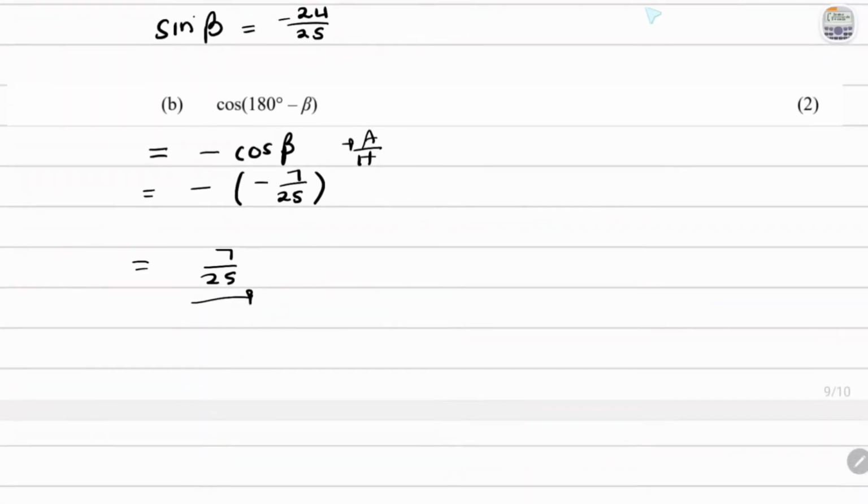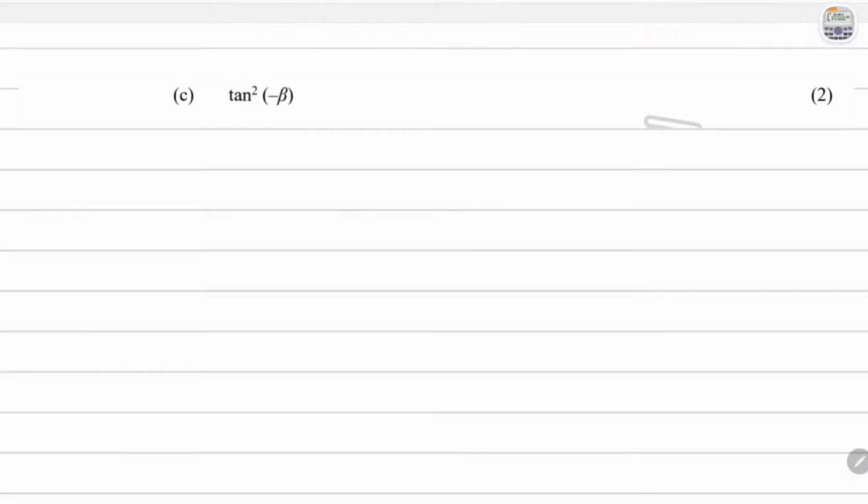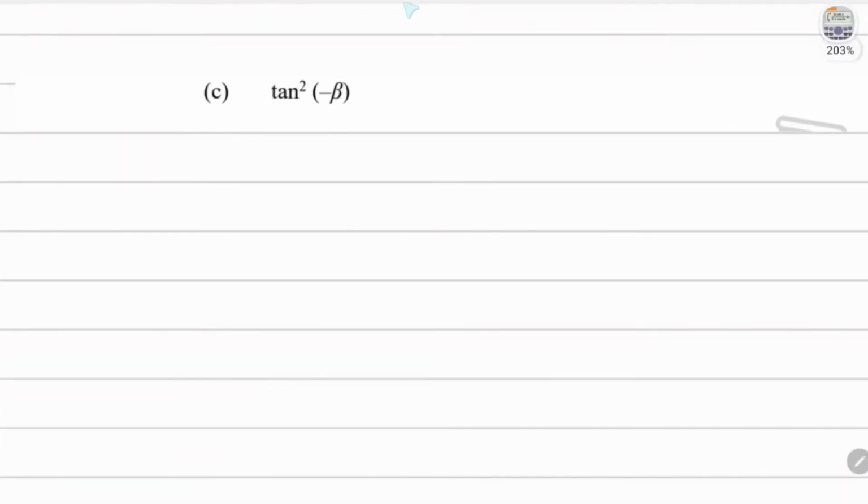Okay, next question. So C is tan squared of negative beta. First of all, I noticed that the angle is negative. When your angle is negative, what should you do? You need to add 360 degrees to make the angle positive. So that's what we're going to do here. And so that will give us tan squared of 360 degrees minus beta.